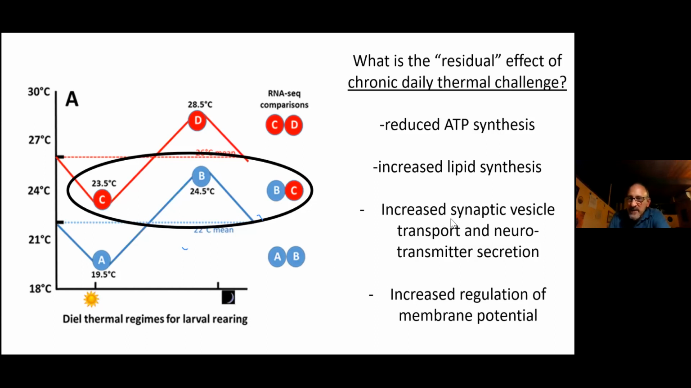We see increased synaptic vesicle transport and neurotransmitter secretion. Again, we saw that in the metabolomic stuff with the histamines and the other biogenic amines. And so that was interesting to see again with a completely different way of exploring it. And we also see an increased regulation of membrane potential in these thermally stressed animals.